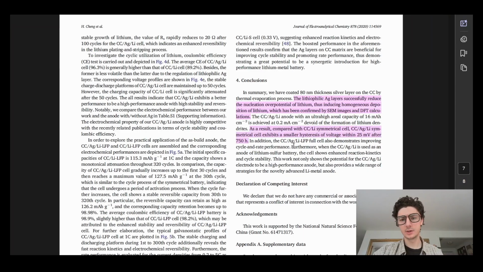Boom. In addition, the full cell also demonstrates improving cycle and rate performance. Furthermore, when the CC/Ag/lithium is used as an anode for the lithium sulfur battery, the cell shows enhanced reaction kinetics and cycle stability. Cool. Boom. This work not only shows the potential for the CC/Ag/lithium electrode to be a high performance anode, but also provides a wide range of strategies for the novel advanced lithium metal anode. Amazing.